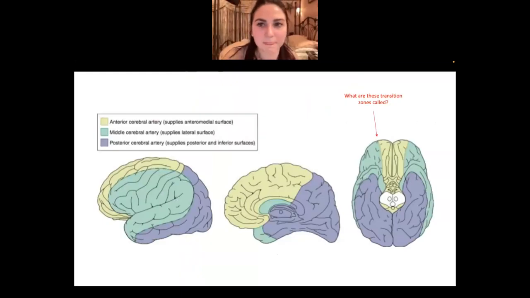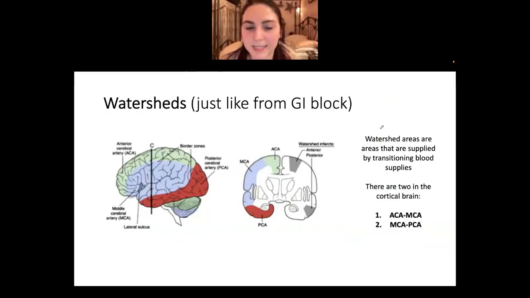Always, always, always. All right, and then very quickly, these transition zones. So see how we switch from your ACA to your MCA to your PCA? What's that called? We're back at watersheds. Yes, amazing. So watersheds. These are exactly like watersheds from the GI block. So it's kind of like you get a switch in blood supply from one to the other.